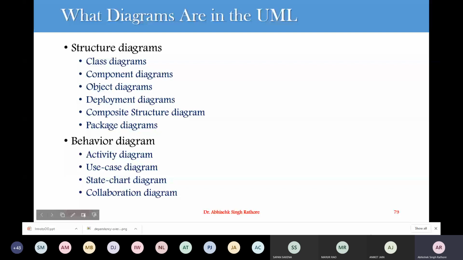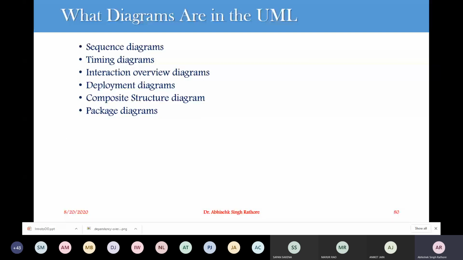So then we'll go for sequence diagram. In case of sequence diagram, this is again an interaction diagram. It emphasizes the time ordering of the messages between different elements of your system. Then in addition to that, we are having two more diagrams. First is a timing diagram.